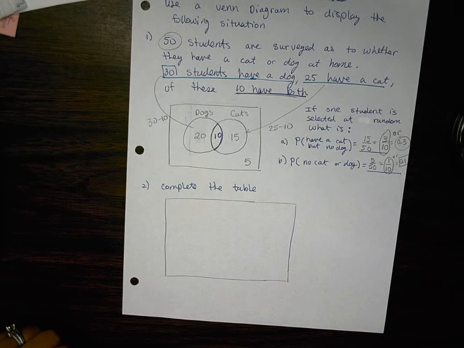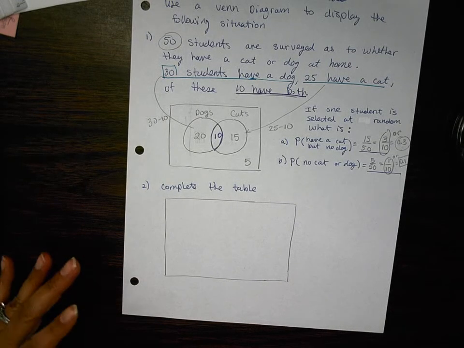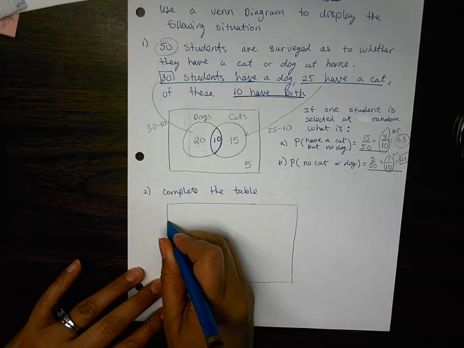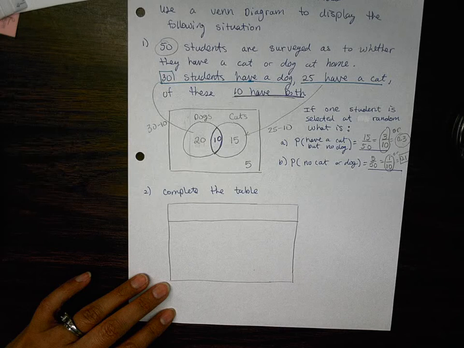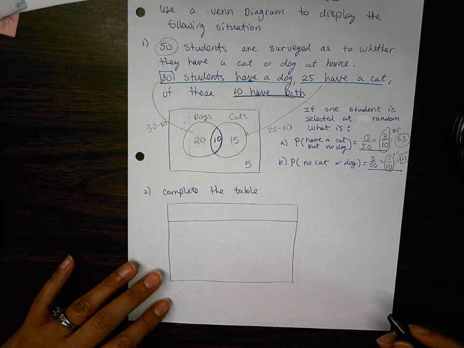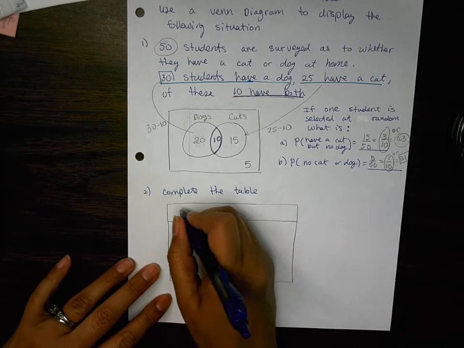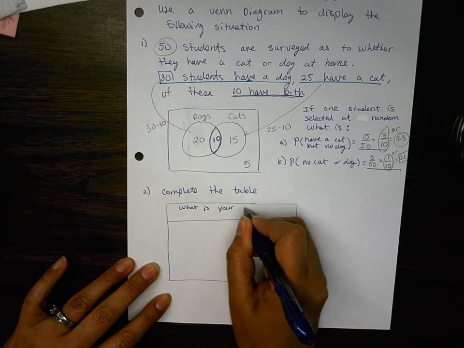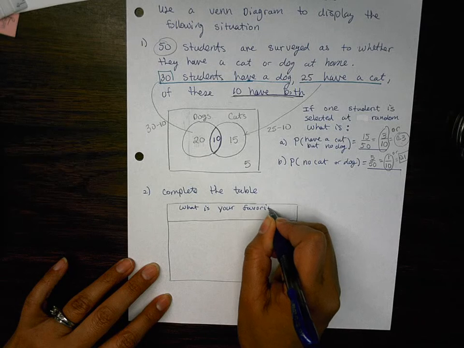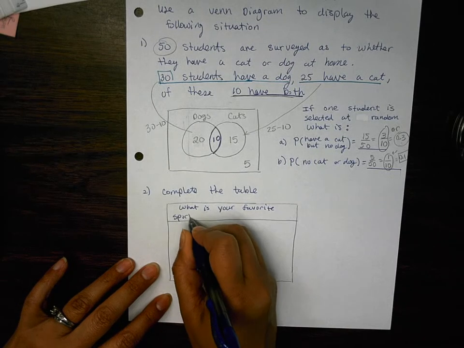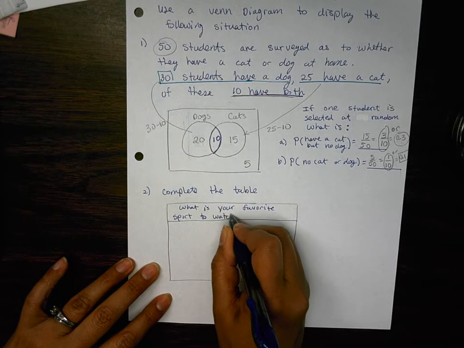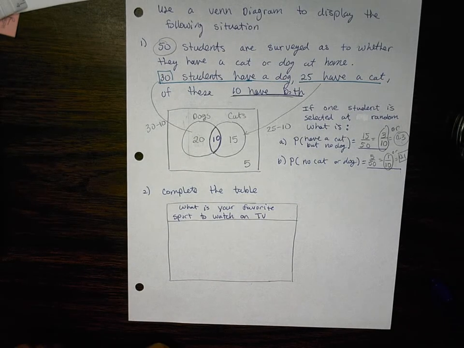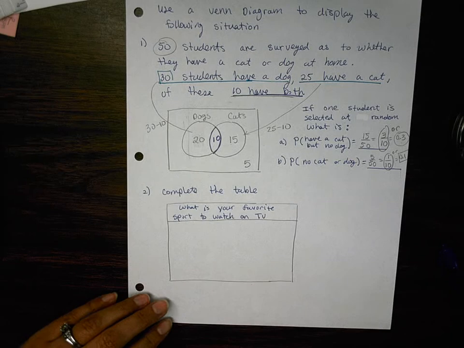If you have a pencil and a pen, that would be great, or you can borrow one from someone in your group. So you can write down the given information in a pen and your work in pencil, or vice versa. You don't have to, it's just a suggestion. Okay, title of the table is: what is your favorite sport to watch on television, TV?